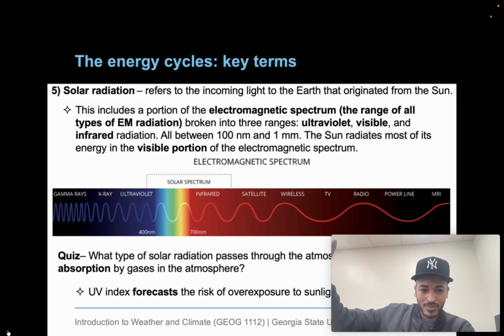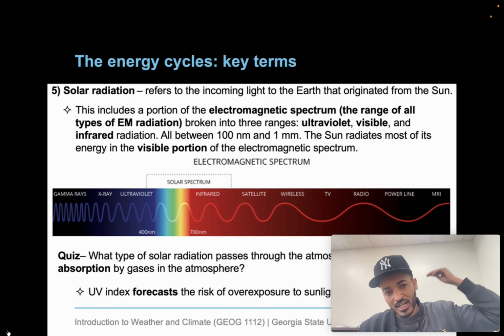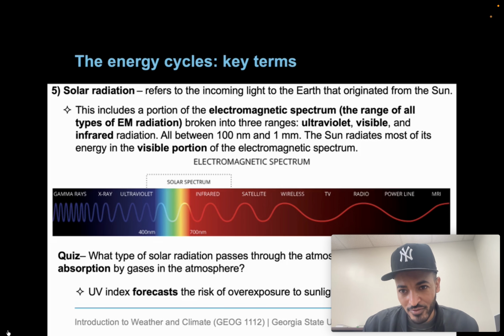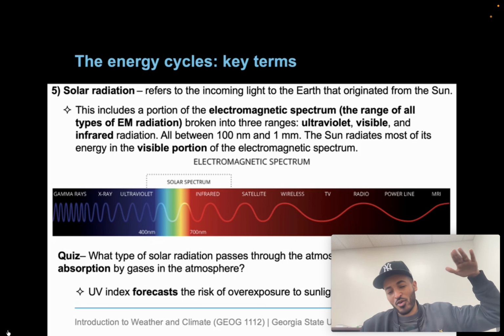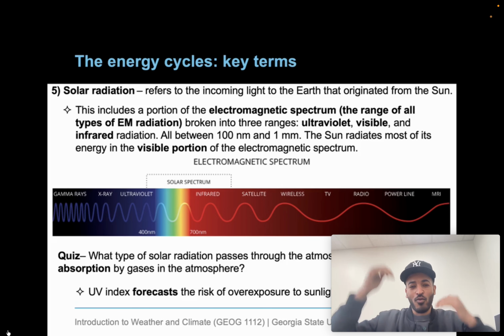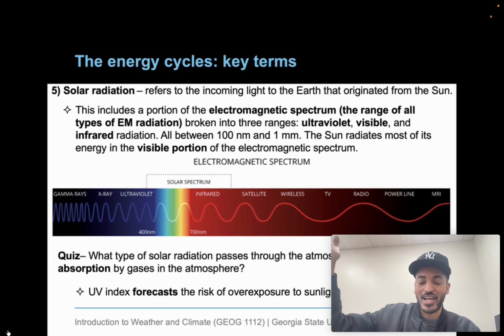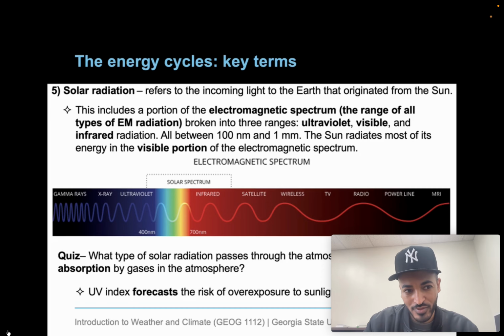Different places receive different amounts. For instance, if you're in the high latitudes, of course it's colder in the high latitudes because the solar radiation is more at an angle, right? But in the tropics, the sun is more overhead, and it's always going to be warmer in the tropics compared to the high latitudes because the sun is overhead.